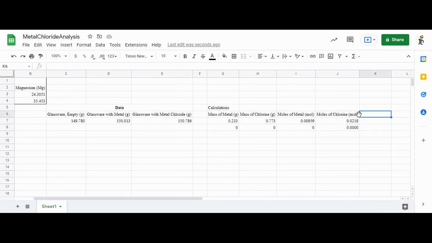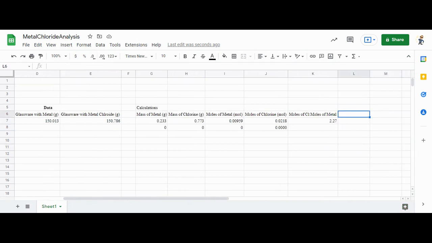Next, it'll be the ratio of moles of chlorine to moles of the metal. That's what we're trying to figure out for its formula. This is going to be a general reference since we want it to change depending on the row that this is pasted into. And we'll adjust for sig figs.